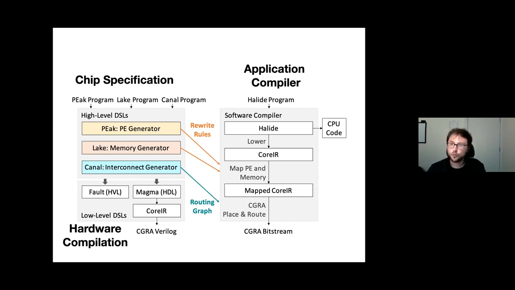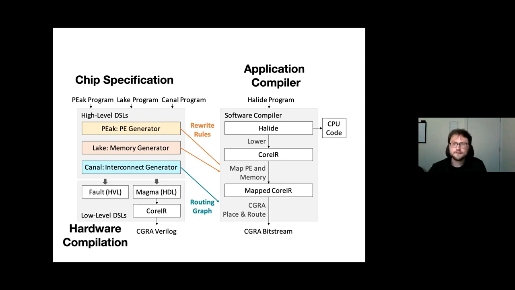And ideally, that should be a one-line change or a couple-line change in the specification itself, and that should propagate to both the hardware compilation and the compiler compilation, really giving us this quick iteration that we desire.